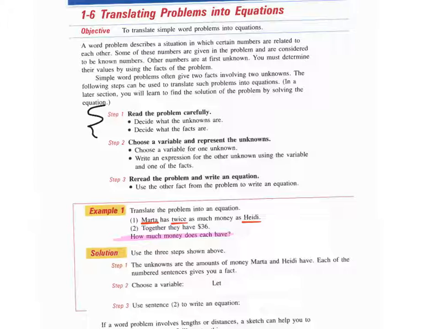So, in this first example, it wants us to translate this into an equation. Okay, it says, Marta has twice as much money as Heidi. So first thing we should be doing is defining our variable. So our unknowns is we need to know how much money Marta has and Heidi. So we could choose a variable. What letters do you want to pick for?